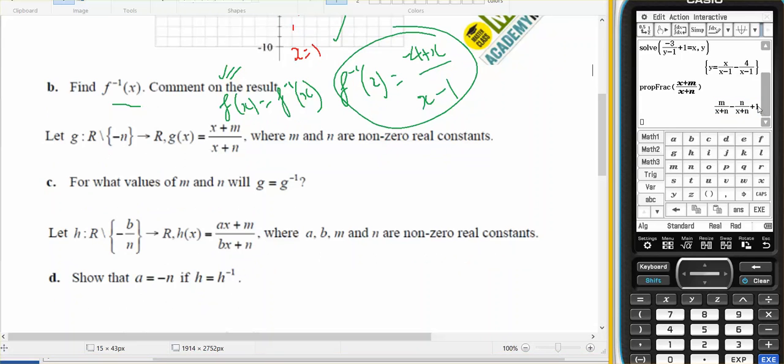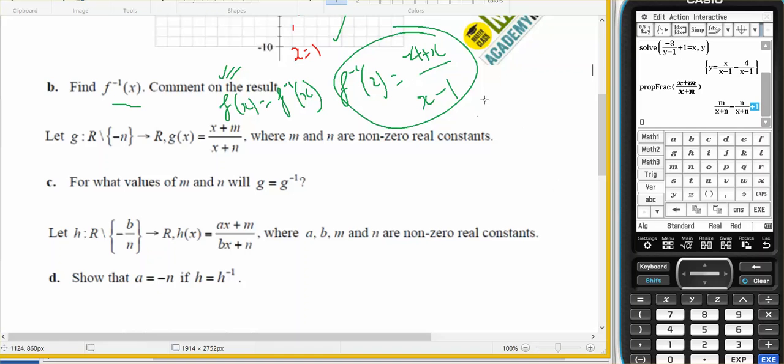and I had a plus 1. So the inverse will have an asymptote at y equals 1. So y equals 1. Therefore, the original must have an asymptote at x equals 1. Therefore, n must equal -1. So that's a given. But what can m equal?